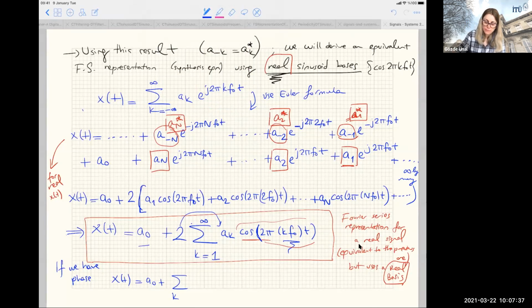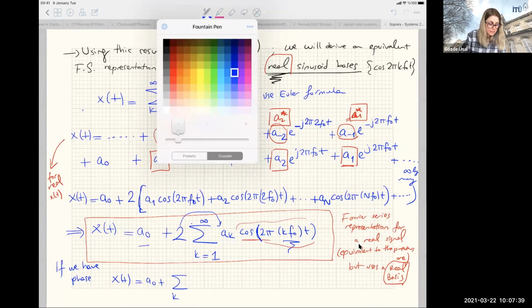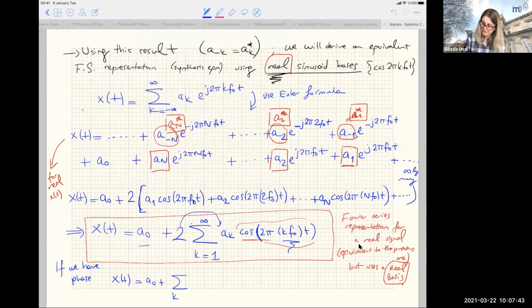Okay, so now I was just saying I can also combine this 2 into A_k and just have here an A_k cosine 2 pi k f0 t. If I had a phase, it would come here, guys. If we had a phase, it's really not changing too much. It's coming as a phase shift. The Fourier series coefficients from here, however, we should write this.